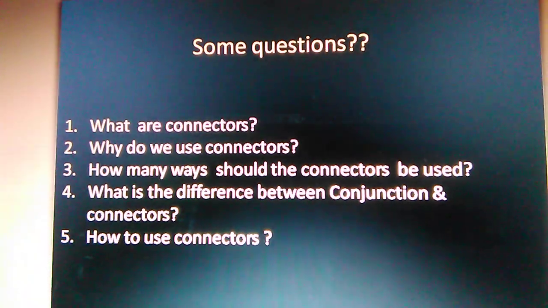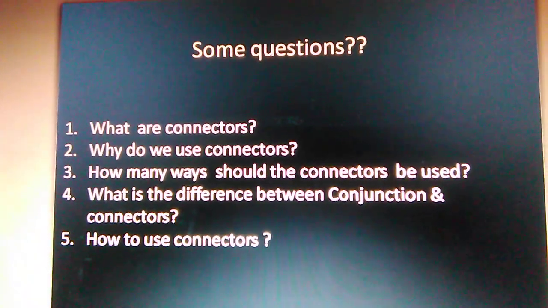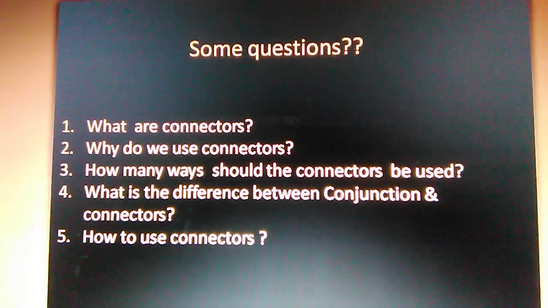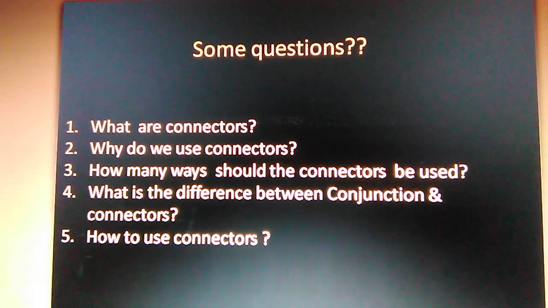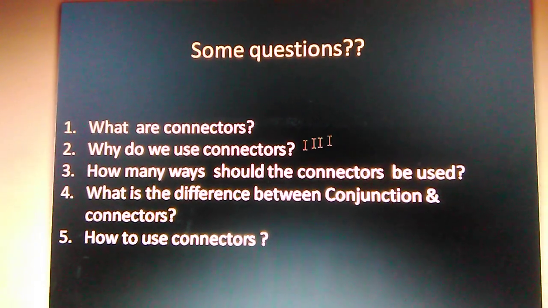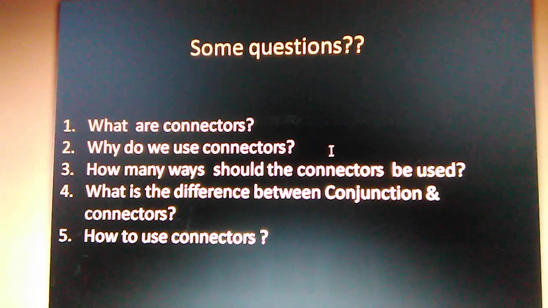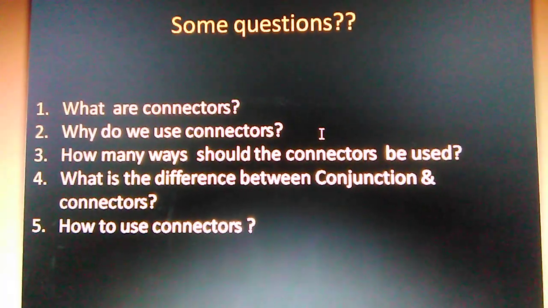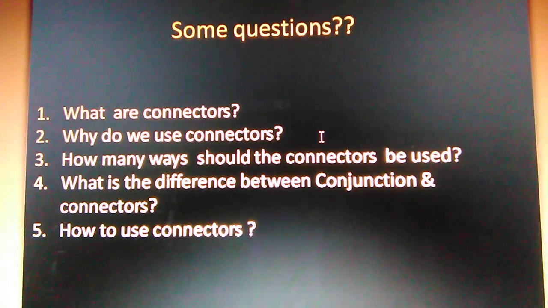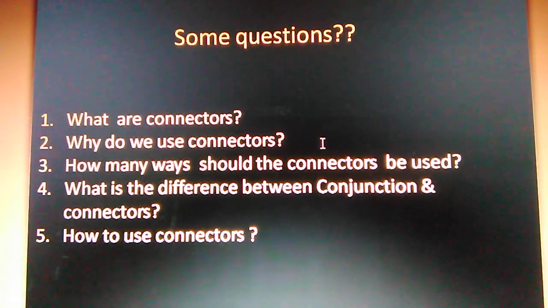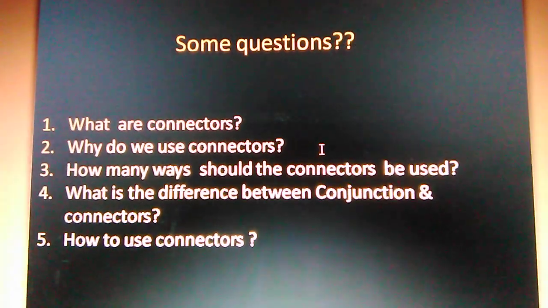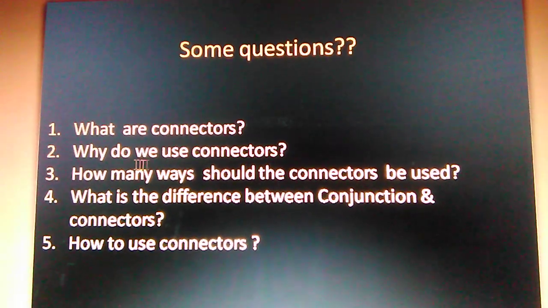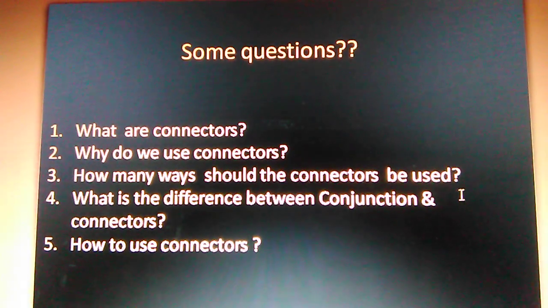Some questions. What are connectors? Connectors are the words that connect ideas, connecting the sentences. Why do we use connectors? We use connectors to connect the ideas, to link the ideas of a paragraph so that it seems to the reader united, or a single idea.